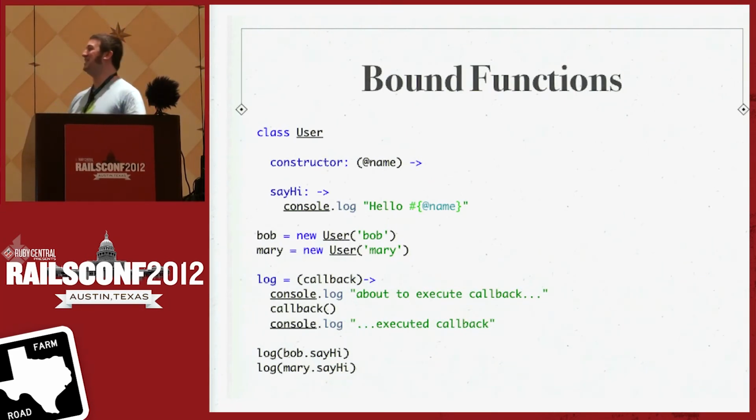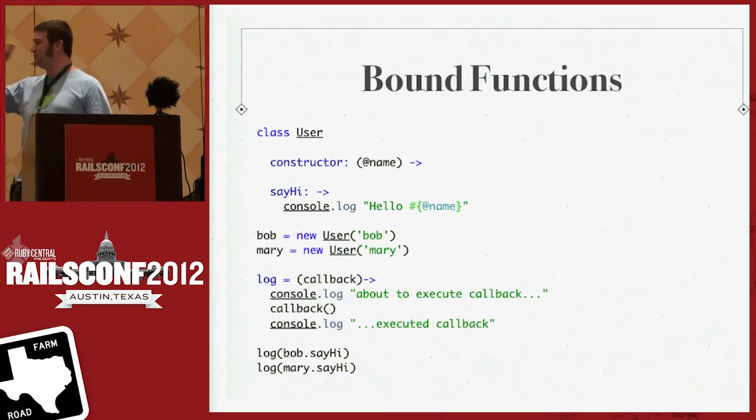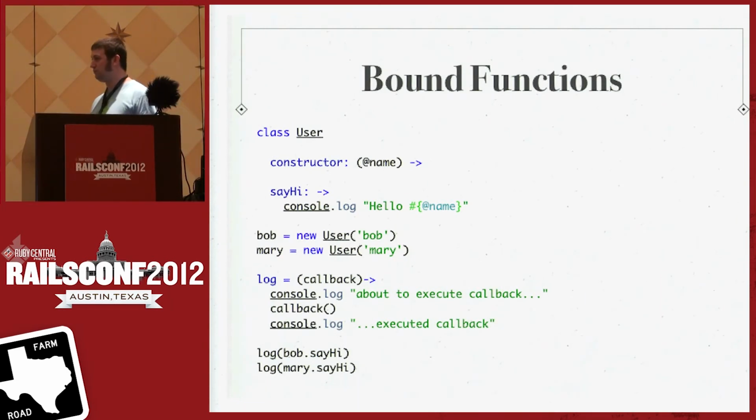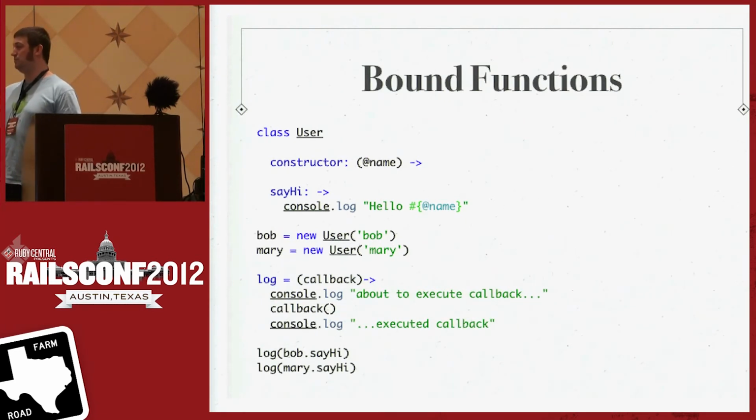So in this case, we've got a user class here. This is a very simple example. User takes a name when you create a new user, and we have a say hi function that says hi to that name. Very simple. All right, so we're going to create a Bob and a Mary, and we have this log function here, and all that does is take a callback. We log out that we're about to execute the callback, we run the callback, and then we print out that we've executed the callback. And then finally, we pass in Bob's say hi function. We pass in Mary's say hi function.